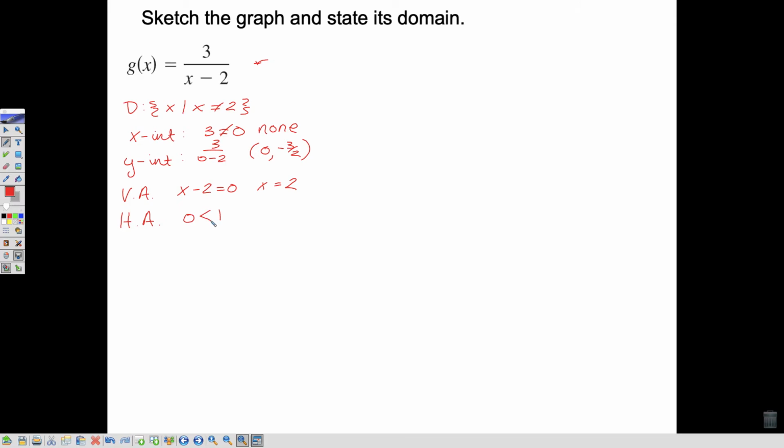Okay, so the numerator is less than the denominator. I always put numerator, denominator, because that's how I compare them. So the numerator is less, so it's y equals 0. That's just what the rule says. So am I ready to put that stuff on a graph? Yep.